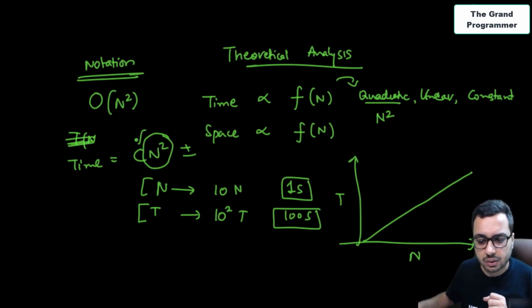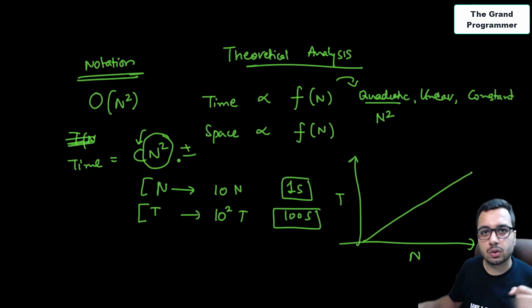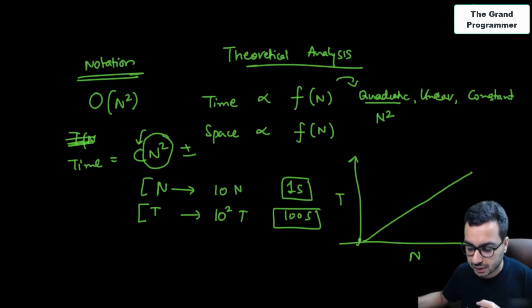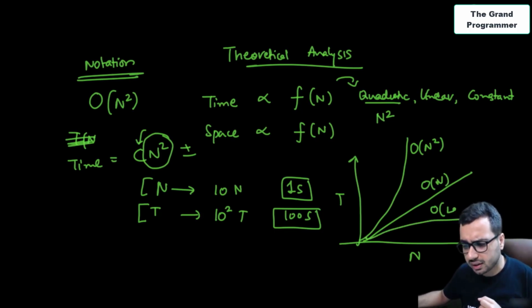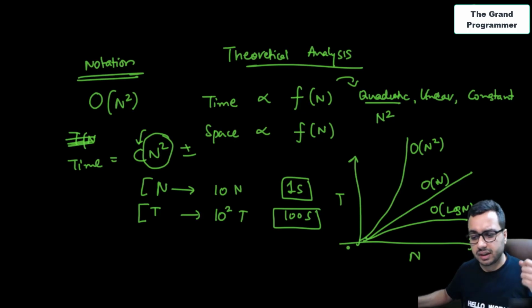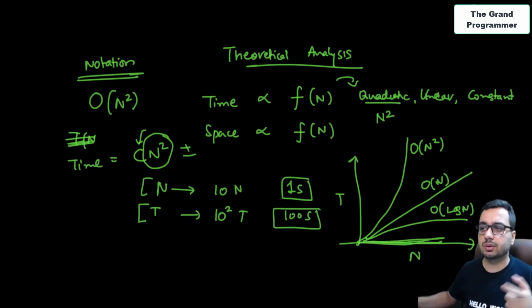So we generally ignore these constants. It could be 2n square, it could be 5n square, it could be 10n square. We are not worried about constants. We will write something like this, that your time follows a quadratic complexity. It is order of n square, or time is order of n, or it is log of n, or it is constant. That means irrespective of your input, your time does not change. It is going to take constant time.